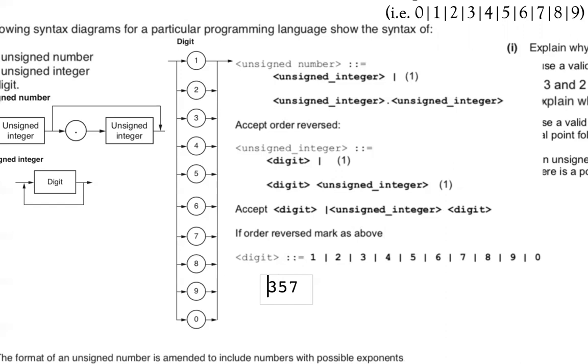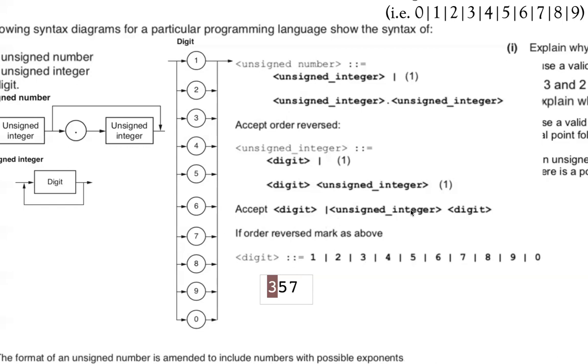The same rule applies. Is this an unsigned integer? Let's start reading this. Is 3 a digit? My compiler will start analyzing the first character on the left and see, is 3 a digit? According to this rule, if it's only a digit, then it's an unsigned integer. But is it really a digit? Does digit have 3 in it? Yes, 3 is part of the digit. So since this is a digit, this 3 alone is a perfectly valid unsigned integer. Okay, so 3 is an unsigned integer.